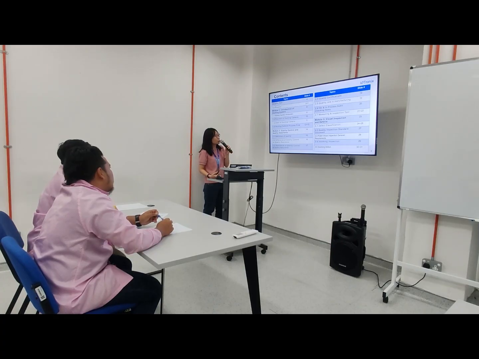Next, we have 5 modules. The first module is about the introduction of hunting cameras, and then we also have the function, the users, and the hunting camera process flow. The second module will be quality control and quality assurance. First, we have definitions of quality, and then we have the differences between quality control and quality assurance, and also the importance of quality control and quality assurance.